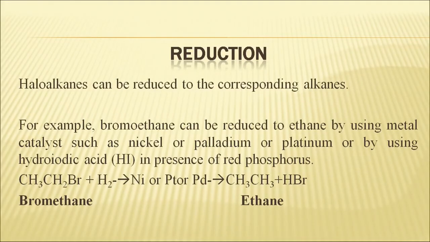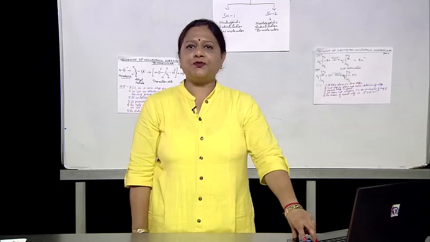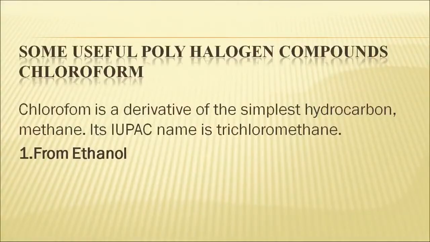The last reaction is reduction. So haloalkanes can be reduced to the corresponding alkanes. For example, when you take bromoethane and react with hydrogen in presence of nickel, platinum, or palladium, you get ethane and HBr.